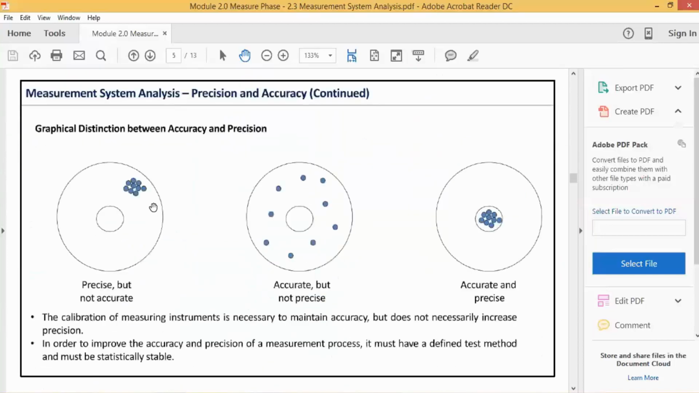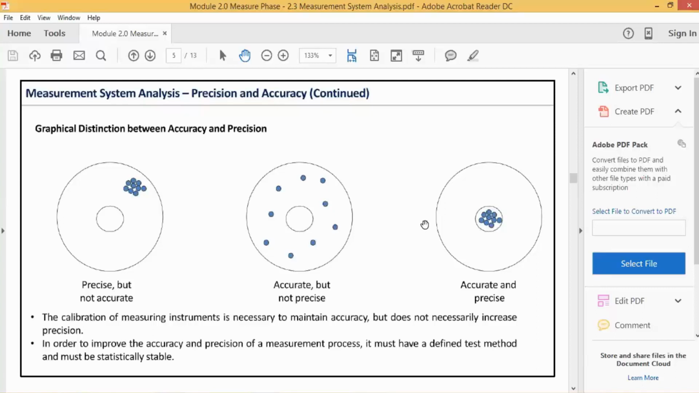See, the diagram shows that we have not met the target. The balls are outside the target. They are also accurate but not precise. But now, accurate and precise, the balls are inside the target, between accuracy and precision.